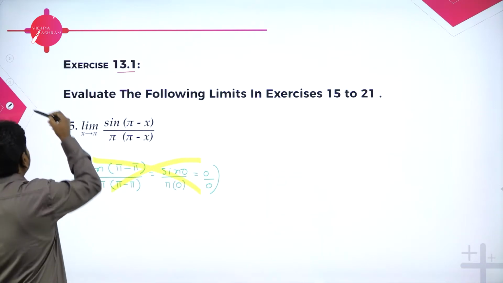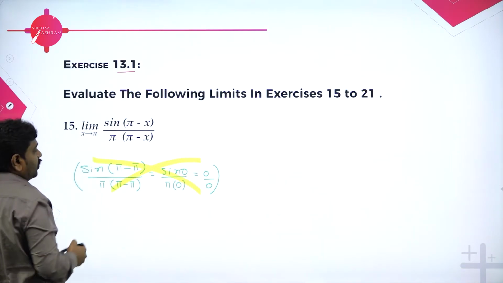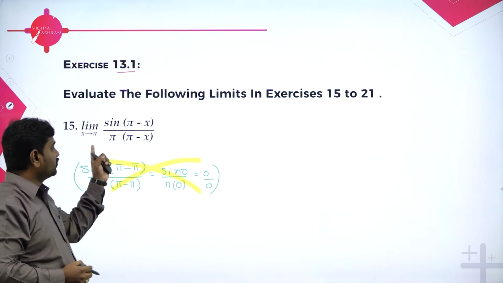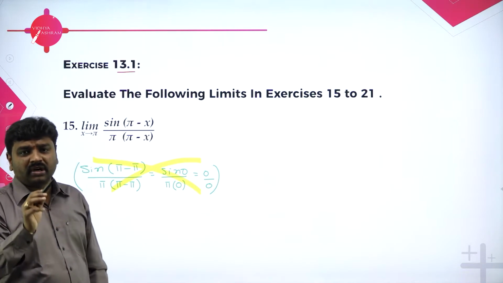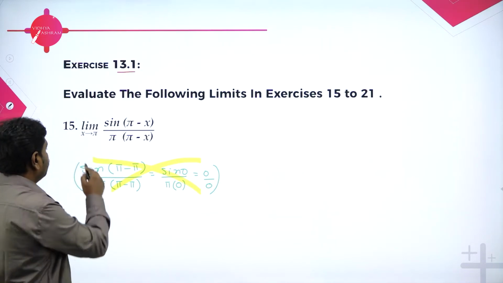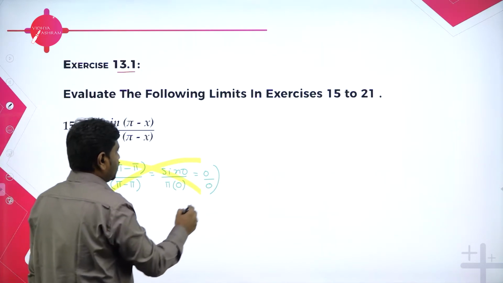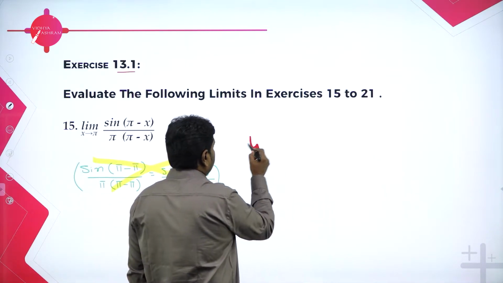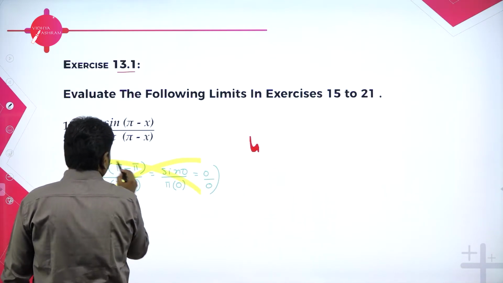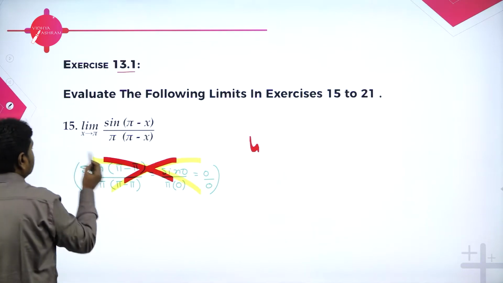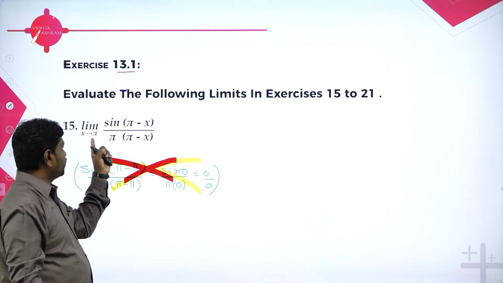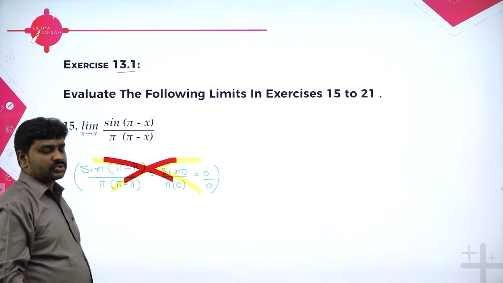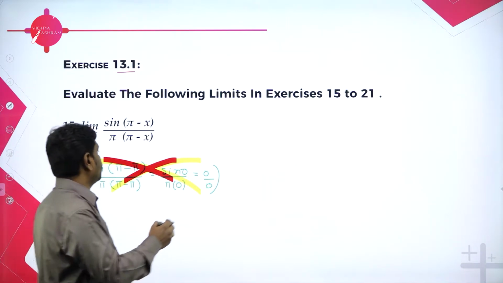So this is wrong. Therefore, we have to solve it. We cannot directly apply in the place of x. If you put pi, you will get 0 by 0. Whenever you apply limit, you should not get indeterminate. So we have to simplify this. So now we'll start the problem. They want you to find this, which is not possible as I told you. Why? Because here we are getting 0 by 0. So directly in the place of x, if you put pi, you will get 0 by 0. So we have to simplify the problem and then we should apply limit.